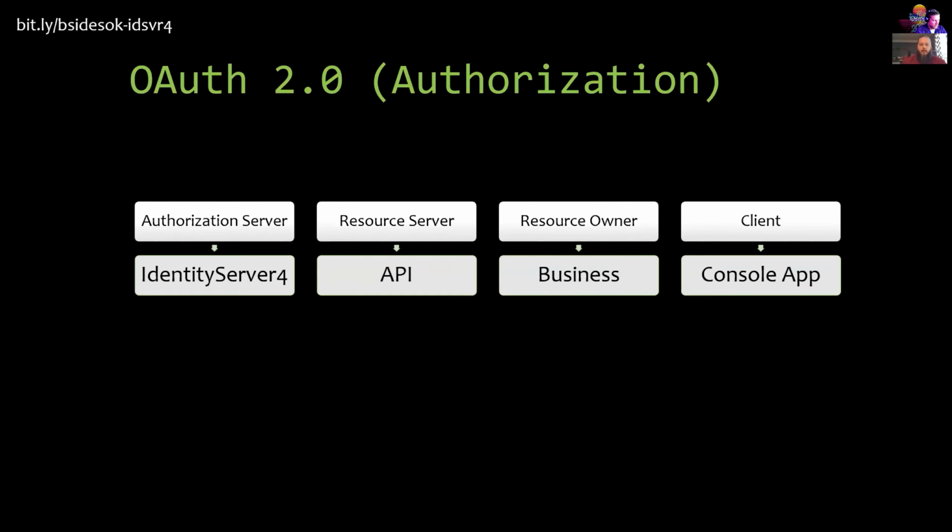So in the next slides, what we'll keep in mind is that the authorization server is going to be IdentityServer4 with a resource server of an API providing some basic information. And the resource owner is going to be the business, and the client that we'll first go through will be a console type application.